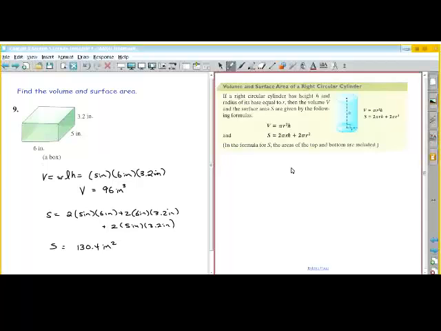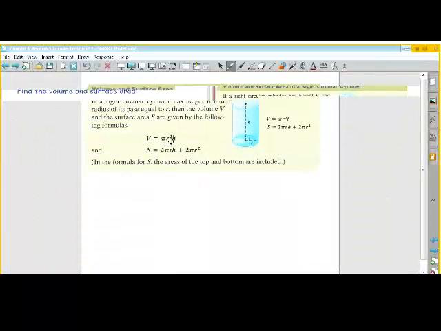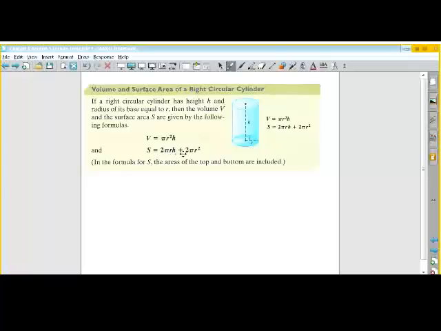Okay, the next thing is a right circular cylinder. It's like a can, or like a Pringles can or a soup can. So you've got a round end, and that round end goes all the way to another round end. And the equations are the volume is equal to pi r squared h, and the surface area is 2 pi rh plus 2 pi r squared.